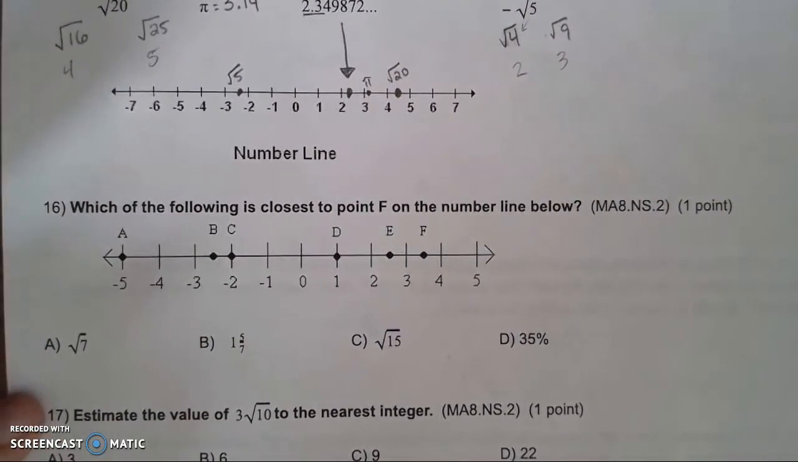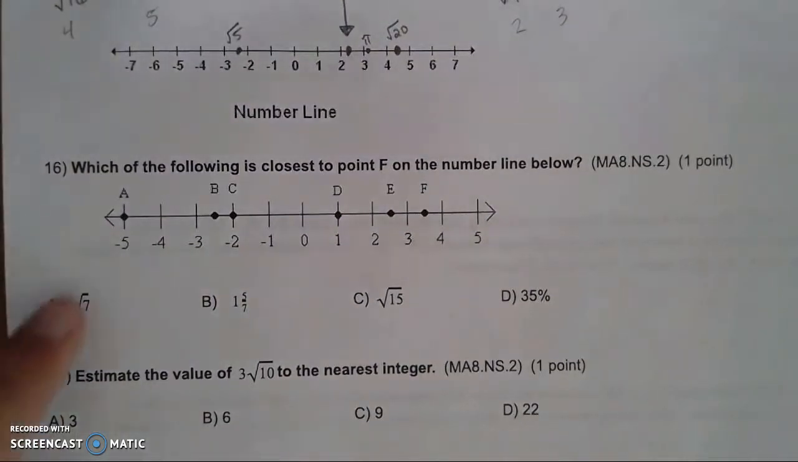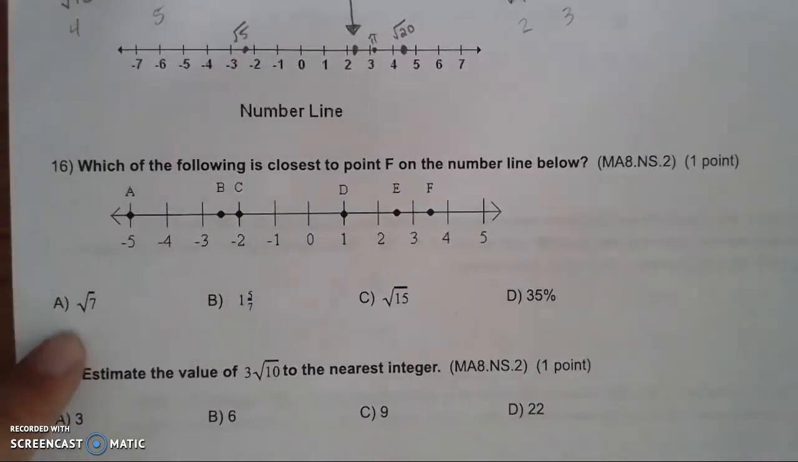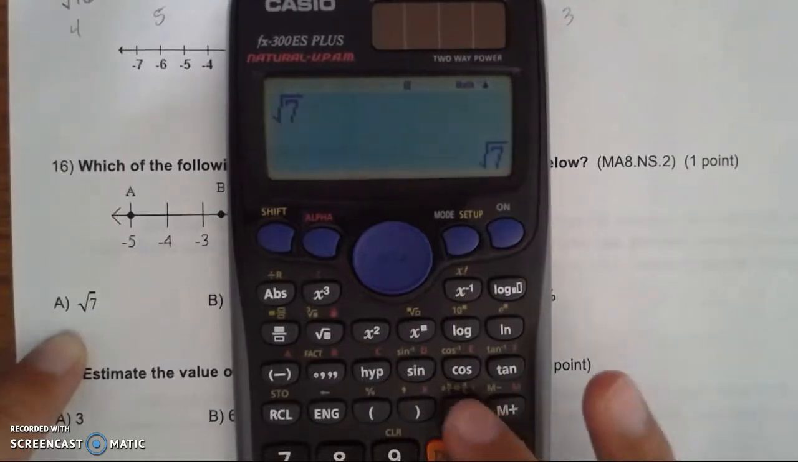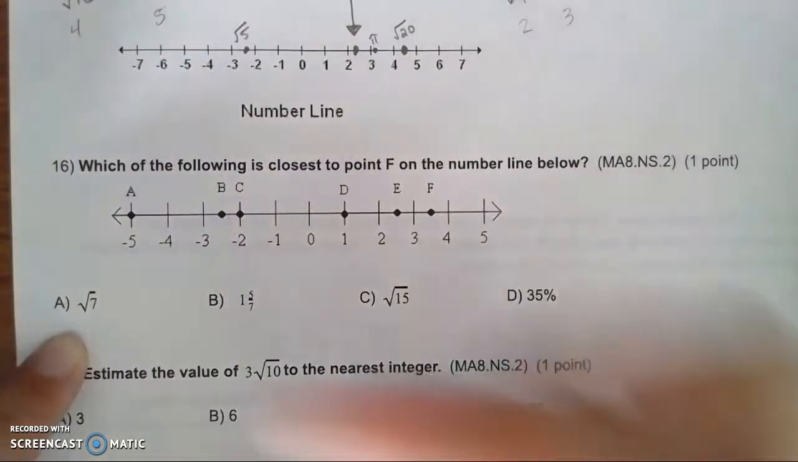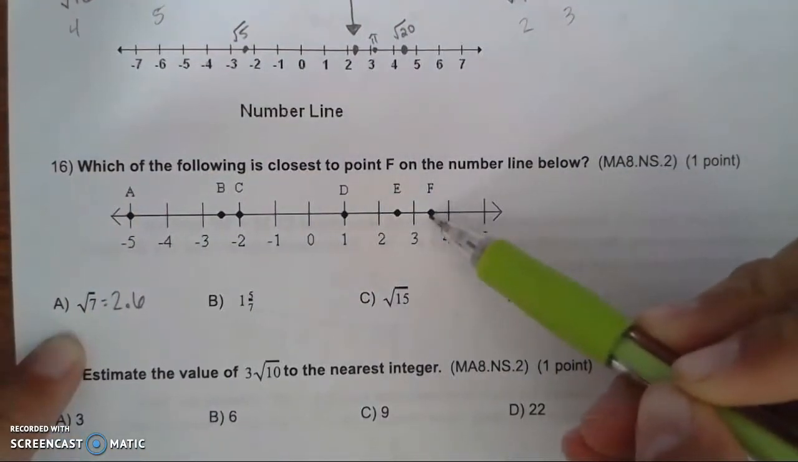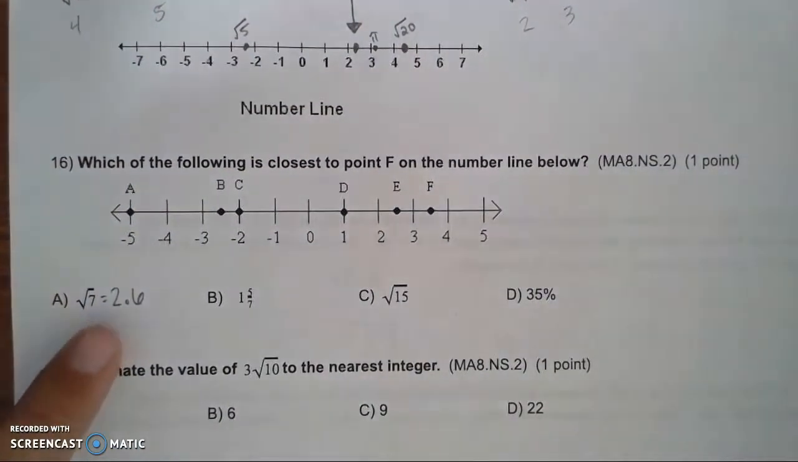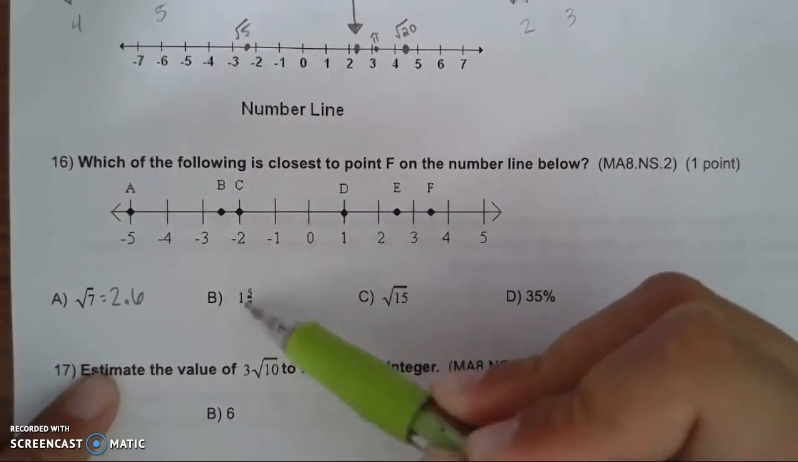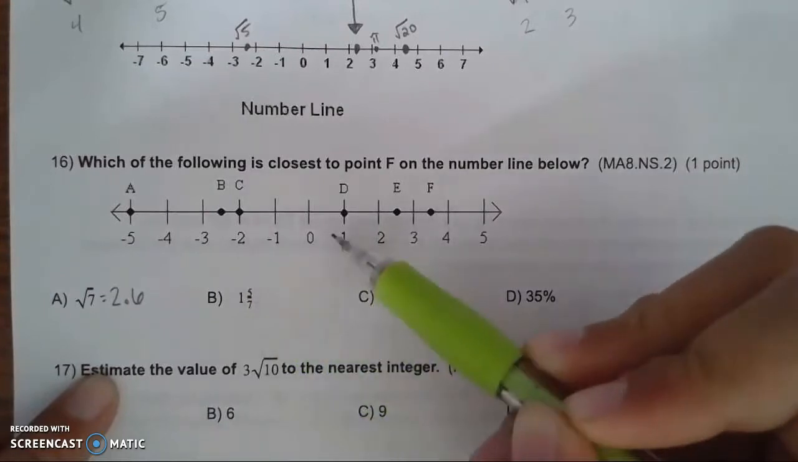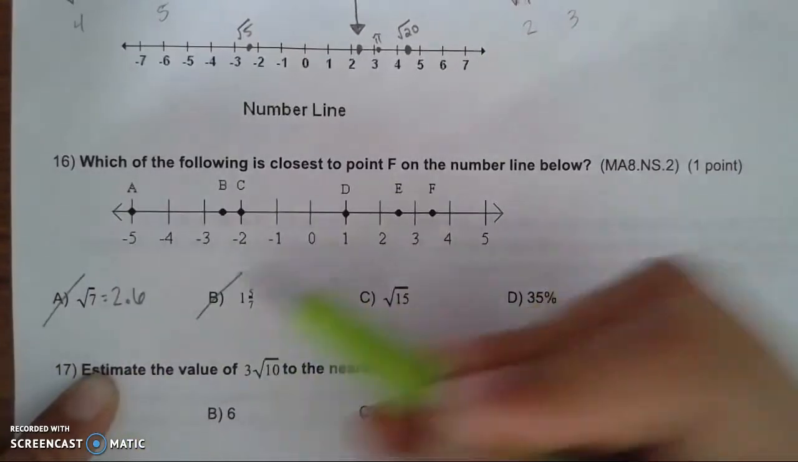Next one, 16. Which of the following is closest to point F on the number line below? So looking down here, we can use our calculator. If I were to take the square root of 7, that gives me about 2.6. So looking at point F, this is about 3.5, so it's not going to be A. Looking at B, you have a whole number of 1 and then a fraction, so this will be somewhere between 1 and 2, which is not close to F. So far it's not A or B.